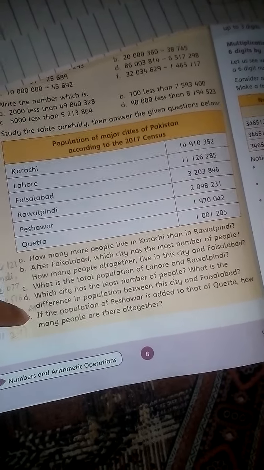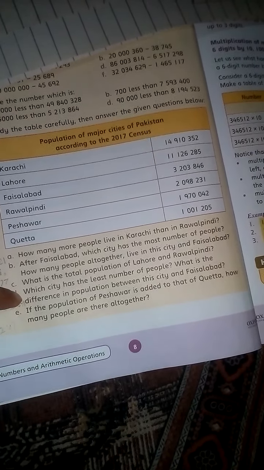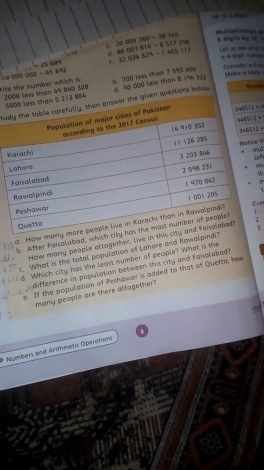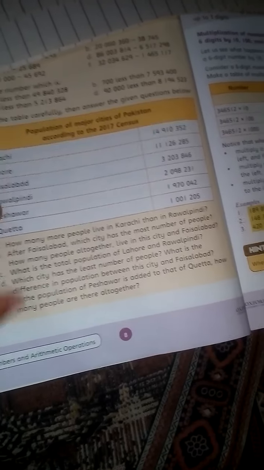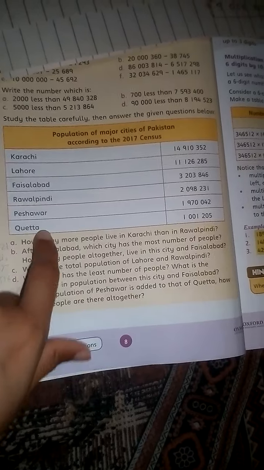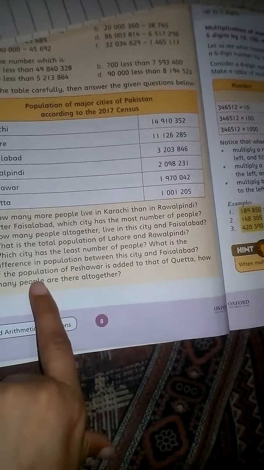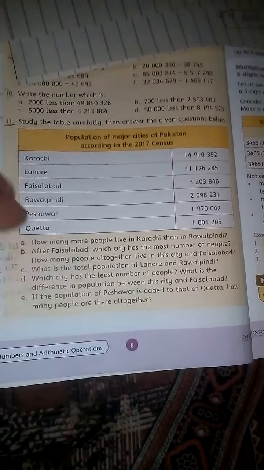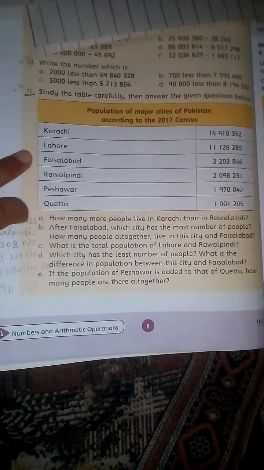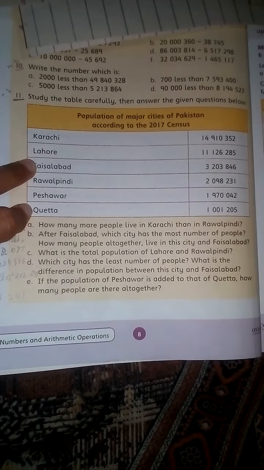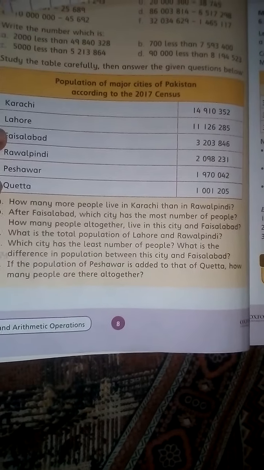So move on to question D. Which city has the least number of people? What is the meaning of least? Very little, the lowest. Where you find the last city is Quetta. Quetta has the least number of people. What is the difference in the population between this city and Faisalabad? Now you have to take the difference between the city of Faisalabad and Quetta. You just subtract the Quetta population from the Faisalabad population, and you have the answer.